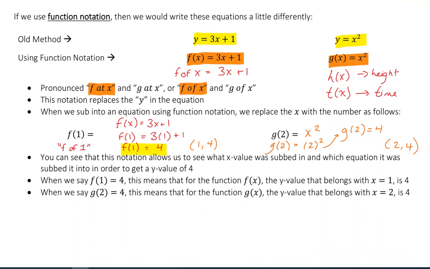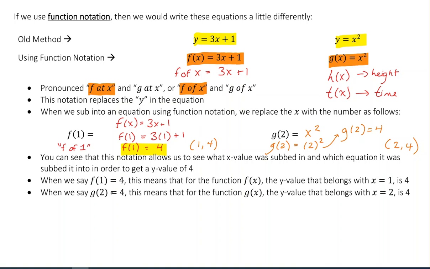As I was saying, you can see that this notation allows you to see what x value was subbed in and which equation it was subbed into. Especially when you're working with multiple equations, this is helpful. Here we have one linear equation and one quadratic equation. If you had just an answer, you'd wonder, did it belong to the quadratic or the linear? Now there's no need, because I've separated them. My linear equation is represented by f of x, my quadratic equation is represented by g of x.